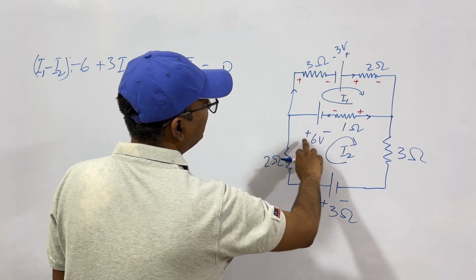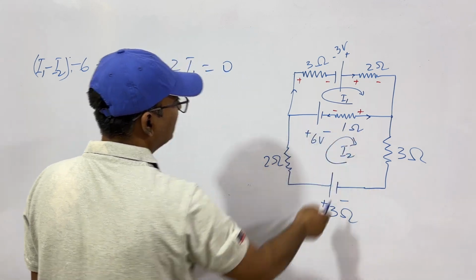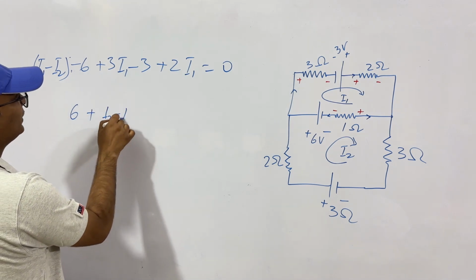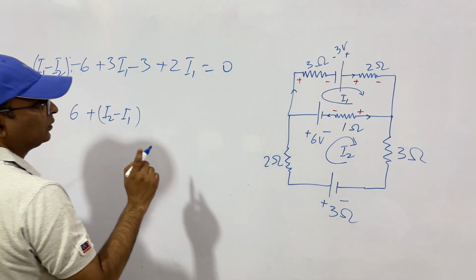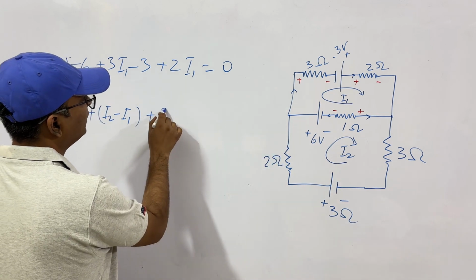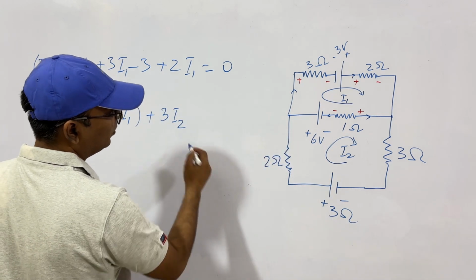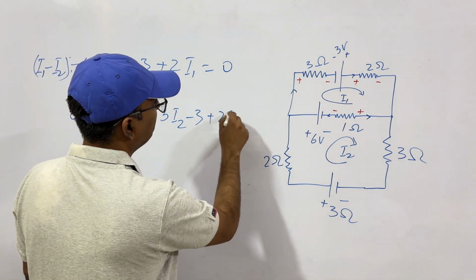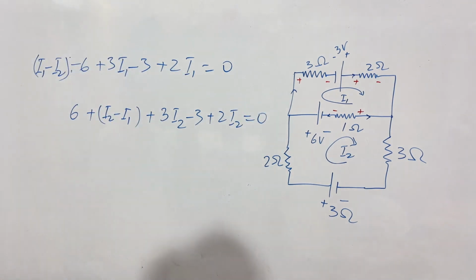Now, second loop. Let's start from here. Here, what we'll do, we'll take I2 minus I1, this side current. So, 6 volts plus 2 minus, then I2 minus I1 into 1. Okay? Then I2 into 3. Then here minus 2. So, this is minus 3. Then I2 into 2. This is the second loop.